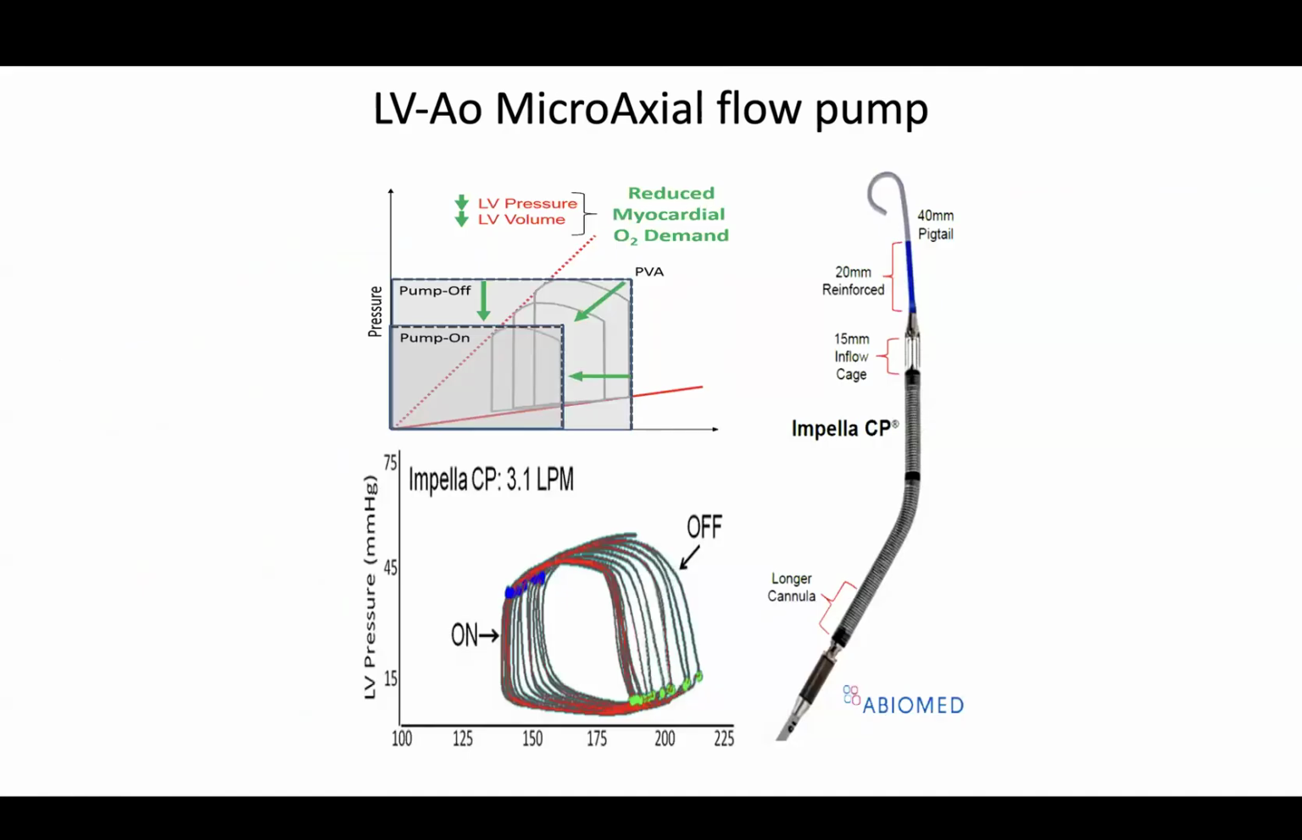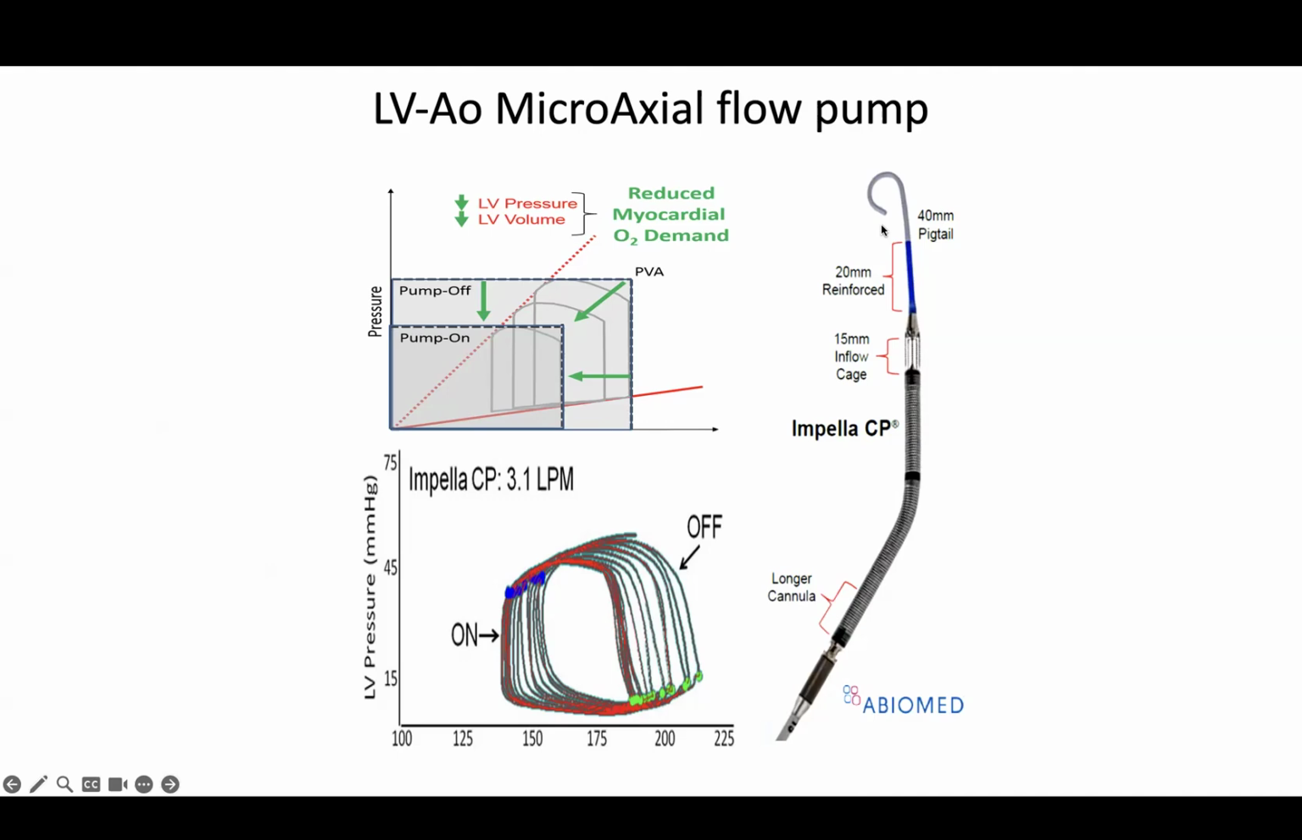So these are PV loops that I used to do as a general fellow, and pretty much we just turned the device on and had a catheter in the LV looking at different time points and pressures, and see how there's a significant reduction in both pressure and volume when you turn on these devices here in the bottom, and that translates into reduced myocardial oxygen demand and reduced LV pressure and volume and circulatory support as well.